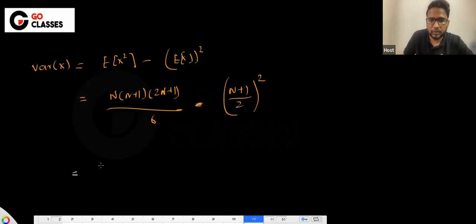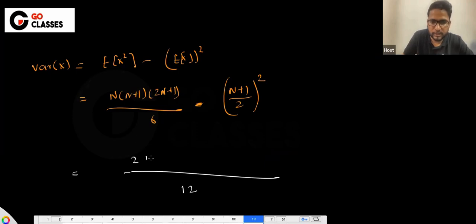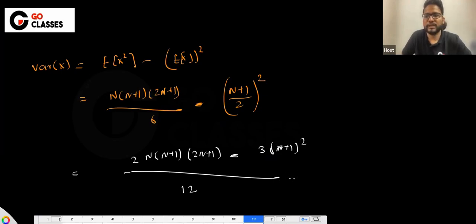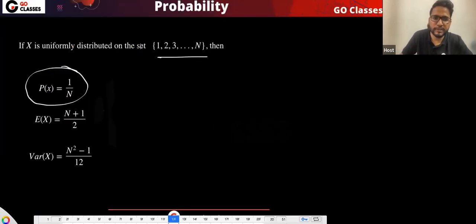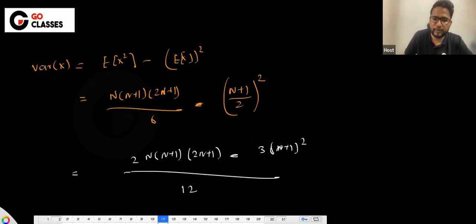Okay. So now you can calculate it. Let's see how much we are getting. This is 4 and this is 6. So let's say we take 12 as LCM, and then this is 2 into n into n plus 1 into 2n plus 1 minus 3 into n plus 1 whole square. And then you can calculate it. I'm not going to do it. The answer is on the next page, which is coming out to be n square minus 1 by 12.